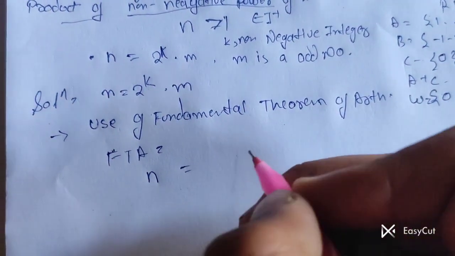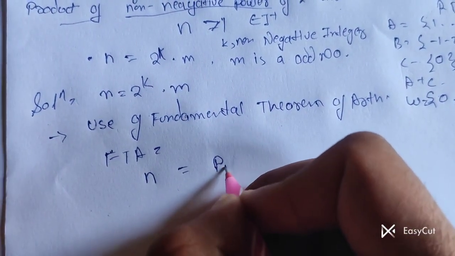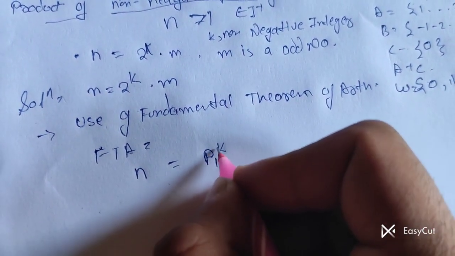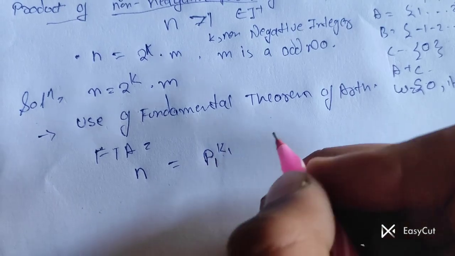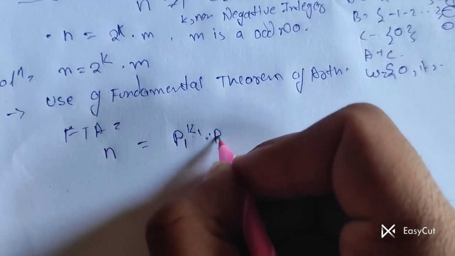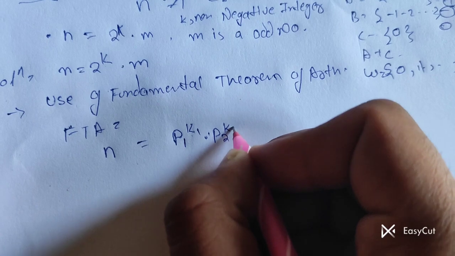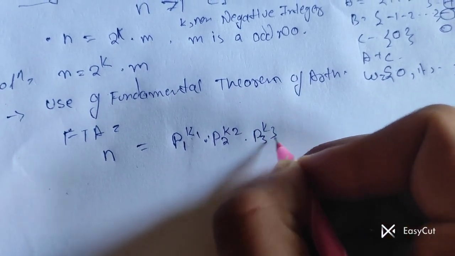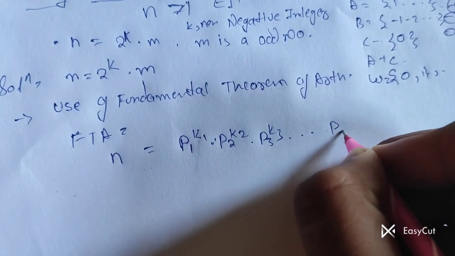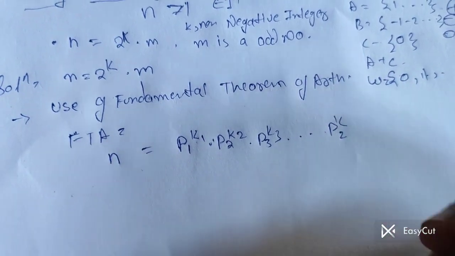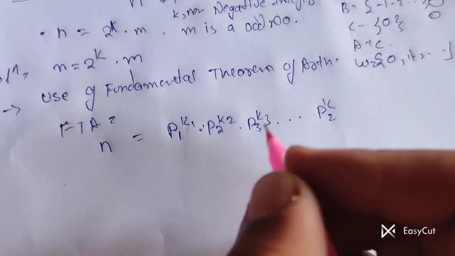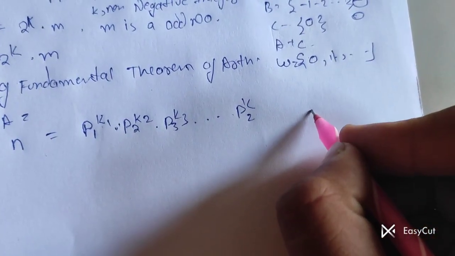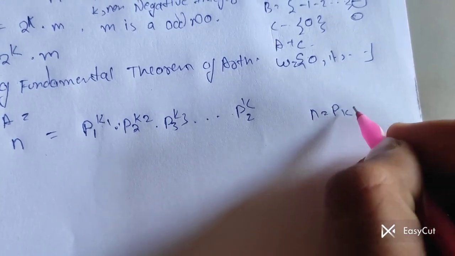It is easily expressed as p1, a prime factor, to the power of some k, say k1, into p2 to the power k2, and p3 to the power k3, and up to pz to the power kz. What I am saying is that every positive integer n is a product of powers of primes, p to the power k.